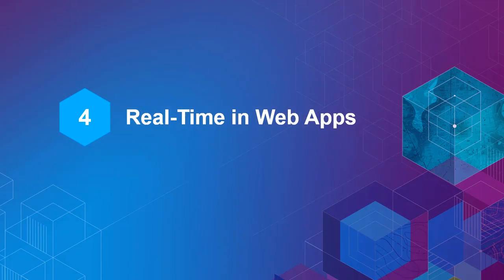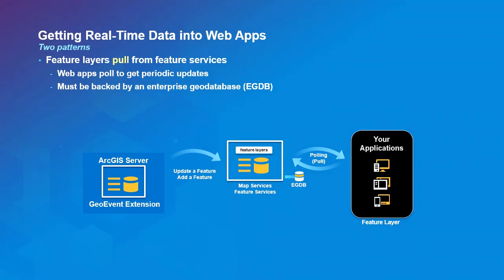So we've looked so far at how you bring your data in, how you apply your real-time analytics on the data, and then how you update features and send that data out to your key stakeholders. So now what we're going to do is apply this to an actual real-world example. We're going to look at how you actually add this data to your web applications that you can share with your constituents. But first, before we do that, let's look at the two patterns in which you can get your real-time data into your web apps.